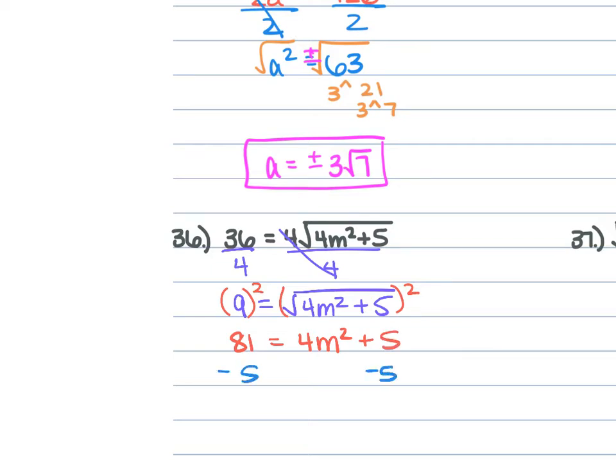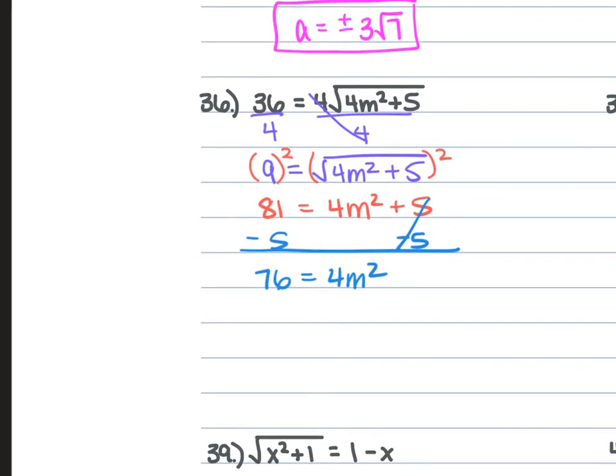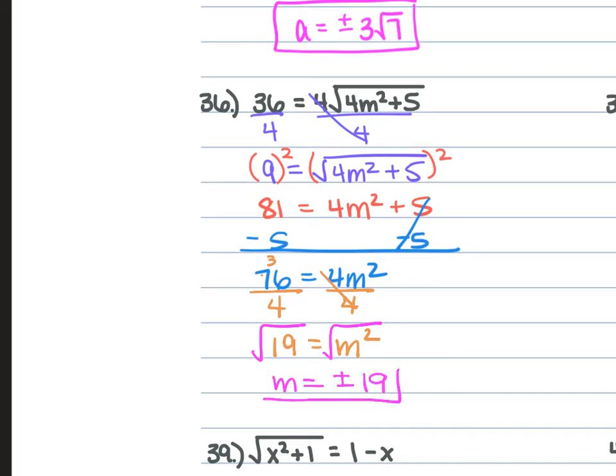Get the m squared by itself now. Subtract the 5 from both sides. So 76 is equal to 4m squared. Divide each side by 4. So 4 goes into 7 one time with 3 left over, and 4 goes into 36 9 times. So 19 is equal to m squared. We take the square root of both sides, and m is equal to plus or minus the square root of 19.